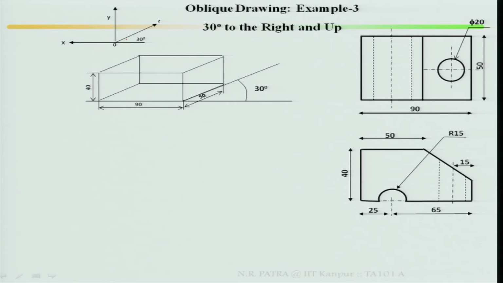90, 65 plus 20. First identify your dimensions. This is your 90, this is your width. Height is 40. Depth is given as 50. Start doing this.